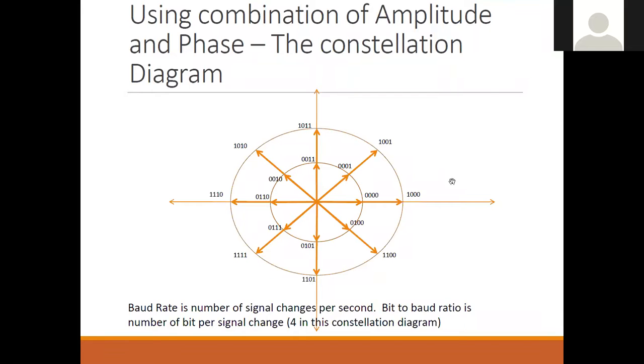So this is a constellation diagram in a modern system, the QPSK. It has 16 stars. Each point over here is called a star. So 16 stars on this constellation diagram.